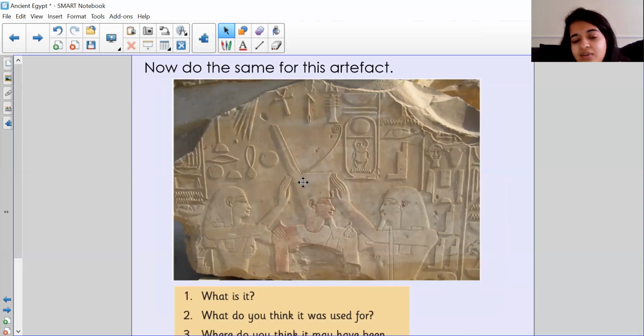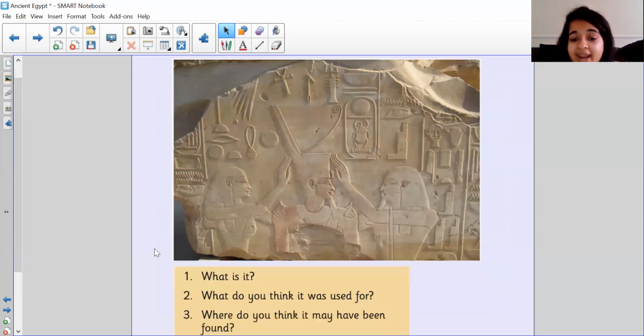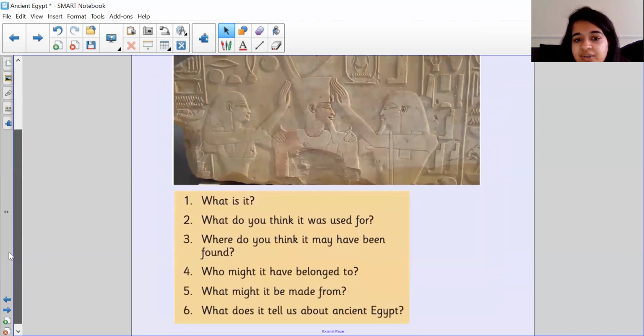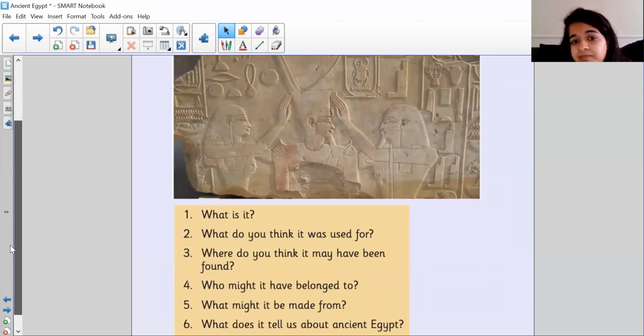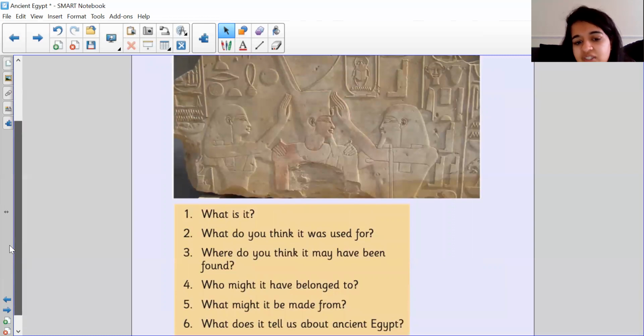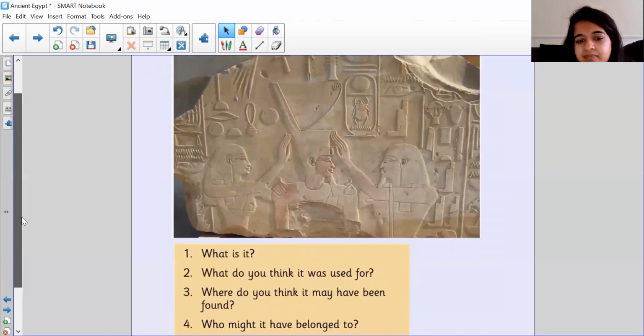Okay, this is a piece of ancient history that we have found about ancient Egypt. So have a think. What do you think it is? What do you think it was used for? Where was it found? Who might it have belonged to? Okay, again, no right or wrong answers, you're just inferring. What might it be made from? And finally, what does it tell us about ancient Egypt?